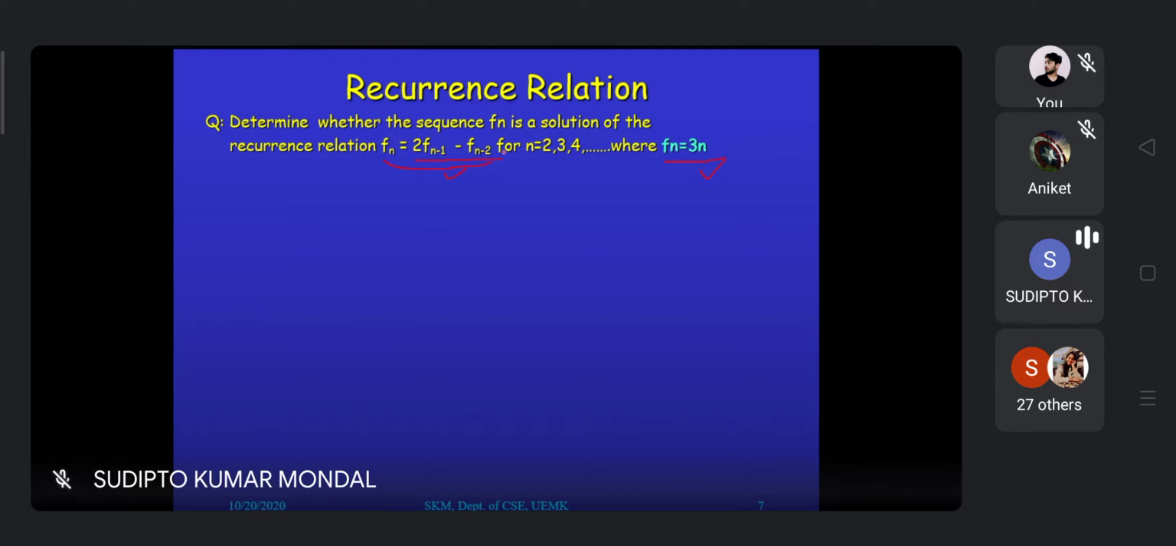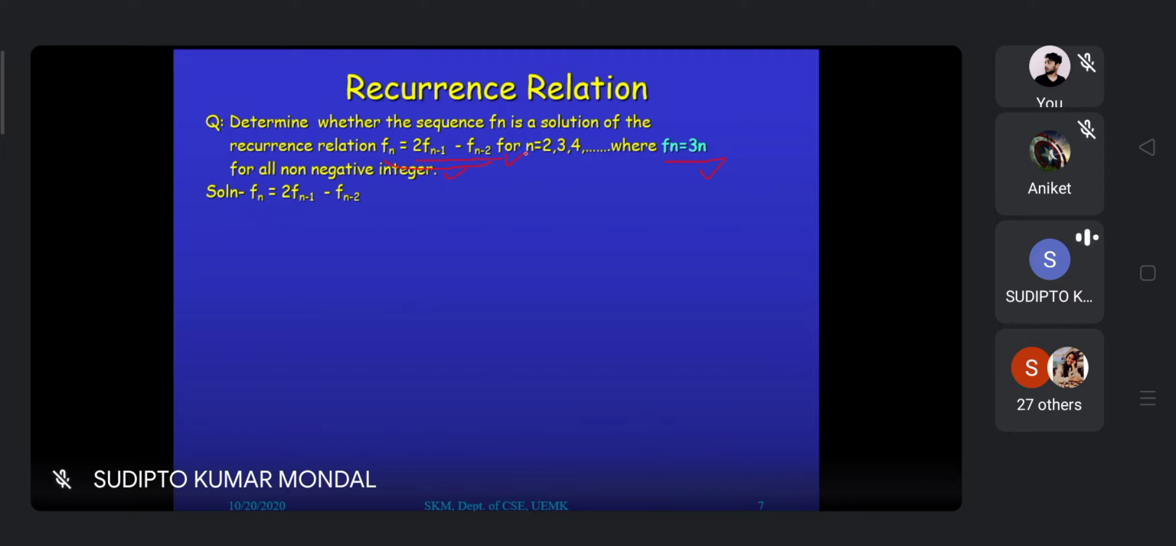There we have to put the solution. So in the right hand side, you have to put the solution. All non-negative integers, yes, that is very important, because otherwise we can't determine the range. So in the right hand side, if you put the value of Fn minus 1, since your solution says Fn equals 3n, Fn minus 1 should be 3n minus 1, and Fn minus 2 should be 3n minus 2.